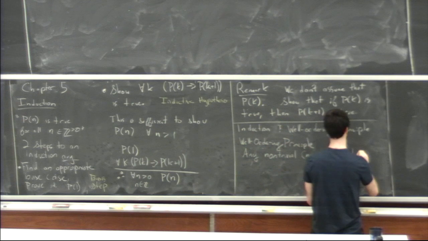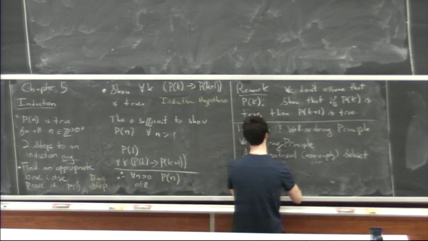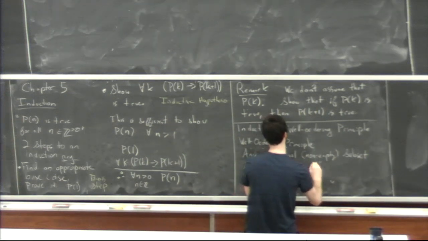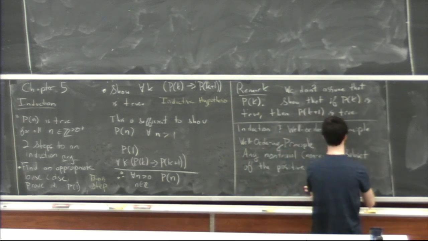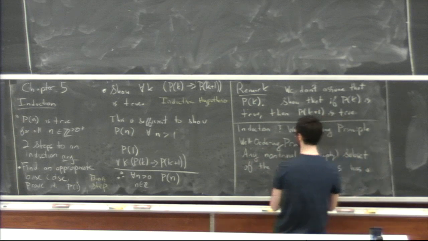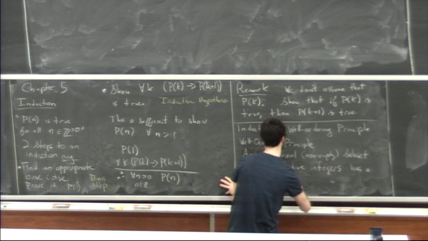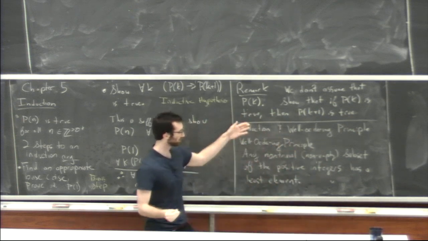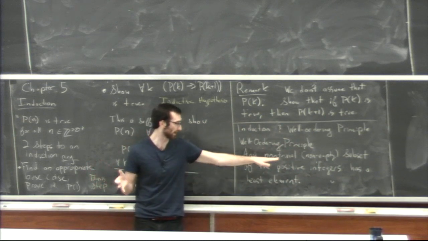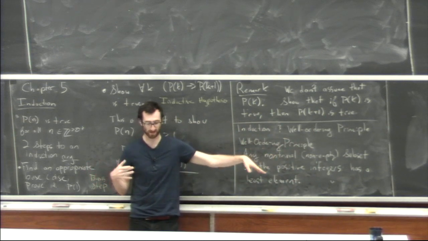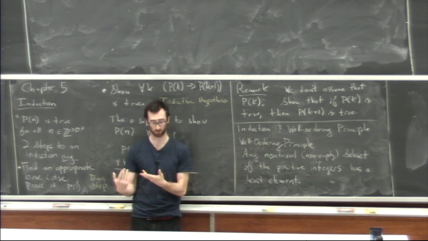subset of the positive integers has a least element. Okay, so take any subset of the positive integers that's non-trivial, and by non-trivial I mean non-empty, and the well-ordering principle says that set has to have some smallest integer.